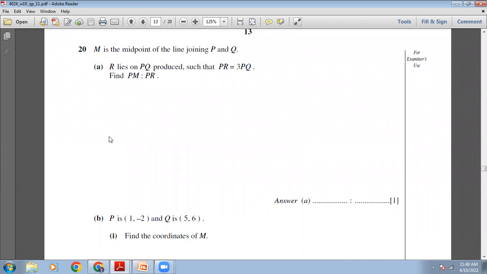The next question coming up on your screen is question number 20. He says M is the midpoint of the line joining P and Q. So the PQ, its midpoint is M. R lies on the PQ produced such that the PR is equal to 3 times PQ. The PR is 3 times larger than the PQ. Their question is find the ratio of the PM to PR.